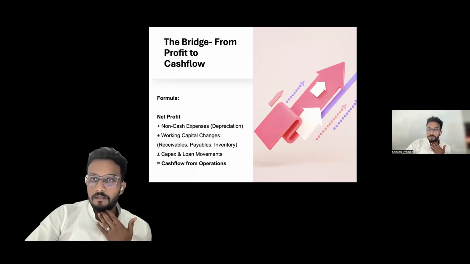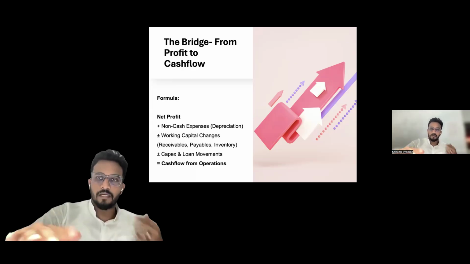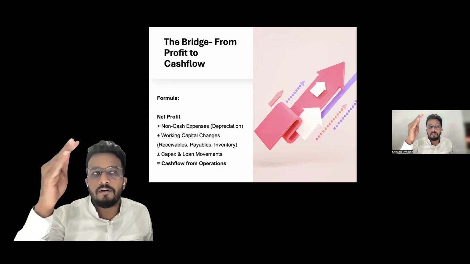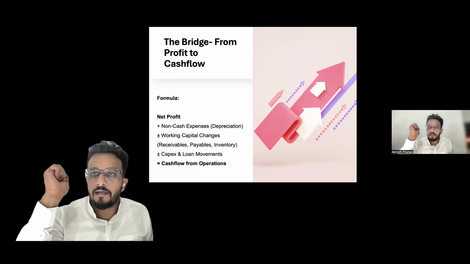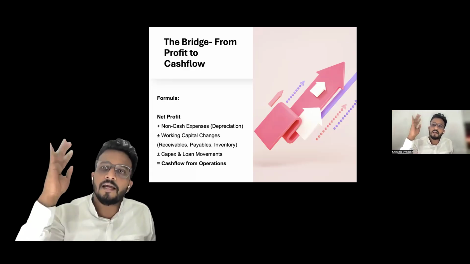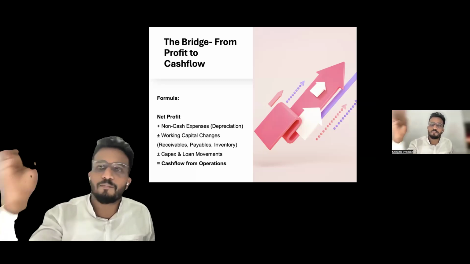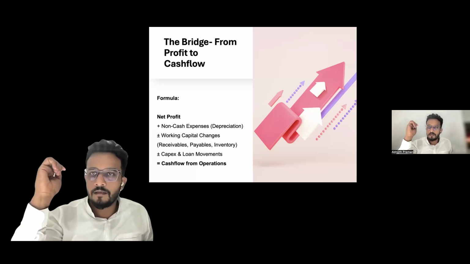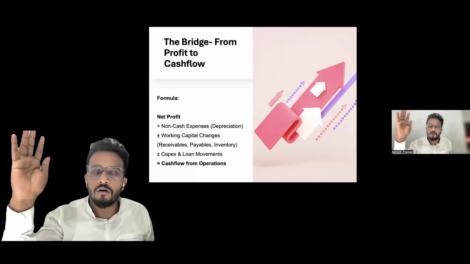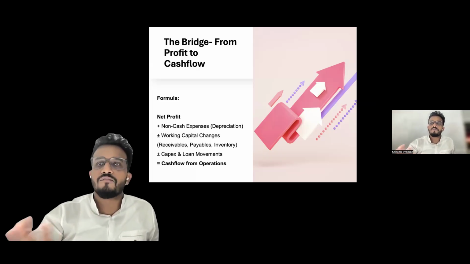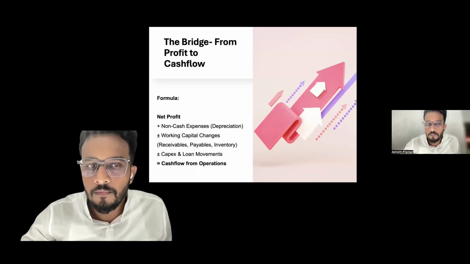When we say working capital changes, it is the change in receivables, payables, and inventory. If your inventory has increased, for example from 10 lakh to 20 lakh, it means you have spent 10 lakh rupees extra on inventory, so that amount you have to subtract from your profit. For example, if your receivable has gone down from 1 crore to 50 lakhs, it means you have received a net collection of 50 lakhs in your business.